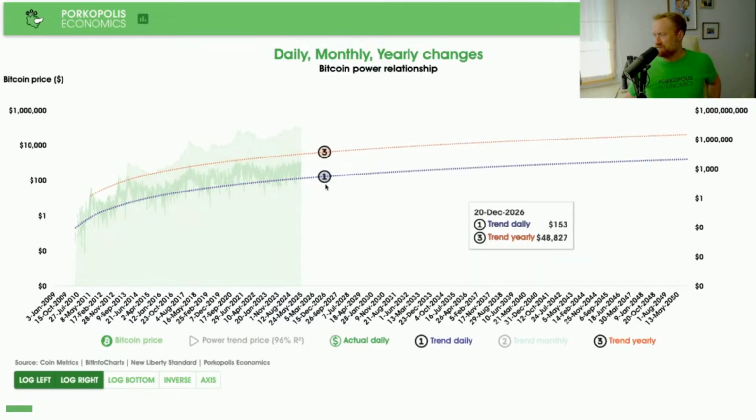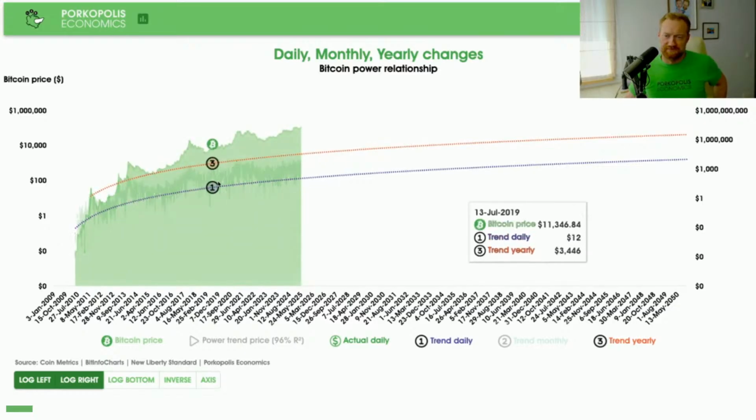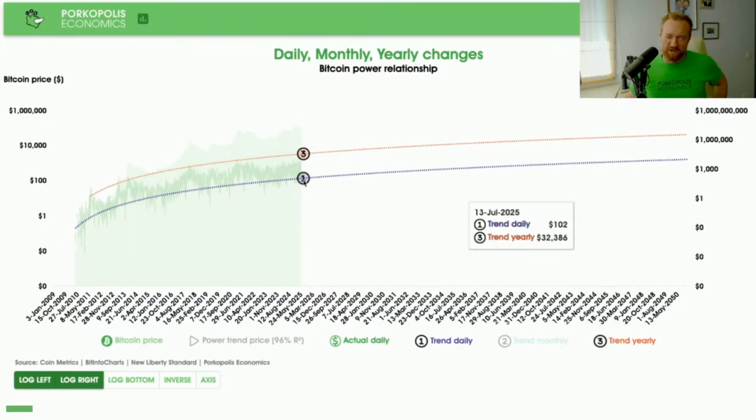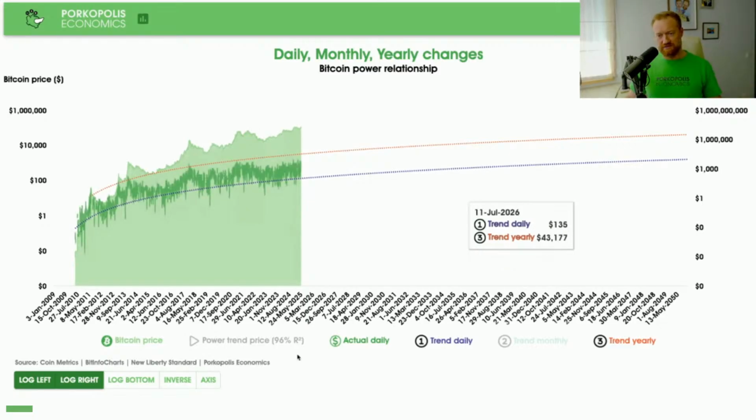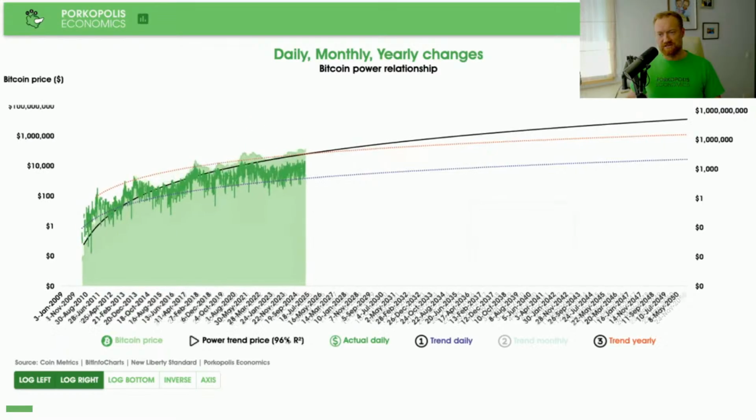So that is mostly what I wanted to show here today. It's a little bit of a new valuation metric. It's kind of weird. It's harder to think about, right? But what we're doing is we're just comparing the daily price change with different frequencies of how this trend line grows.